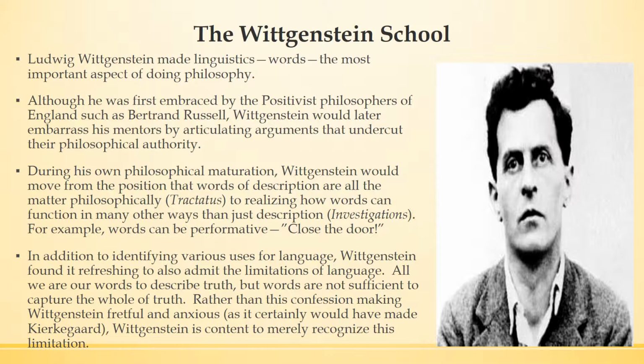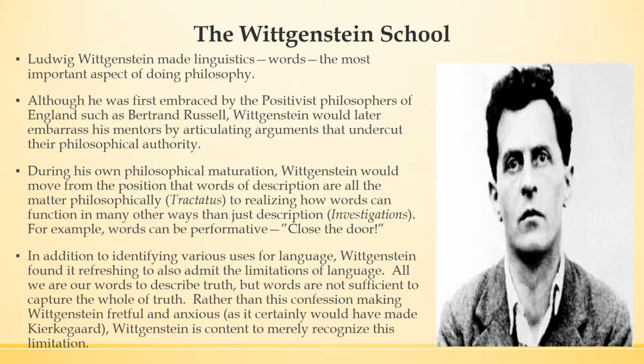As Wittgenstein continued to mature in his own philosophy, he would move from his first work, the Tractatus, which simply looked at words as being tools of description, modifiers, to describe what you see going on, and how important it is to choose the right words to describe what it is that you are seeing.